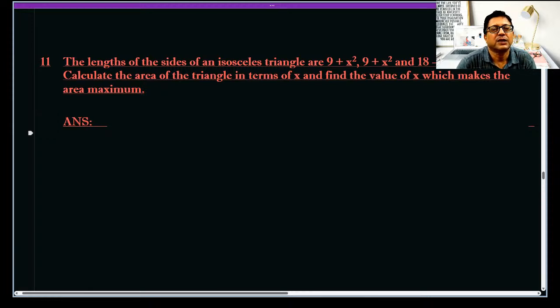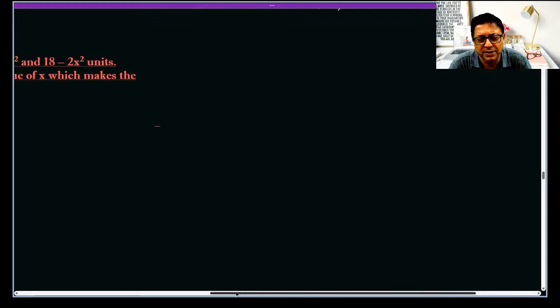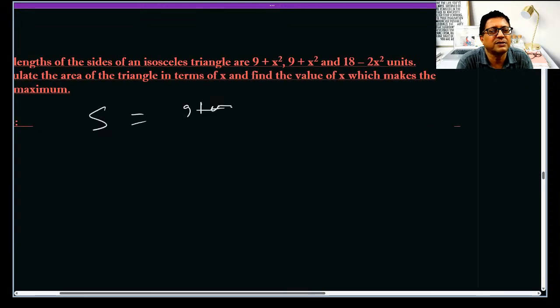The lengths of the sides of an isosceles triangle are given. If you remember the area of an isosceles triangle in terms of A and B, you can apply it, no problem. Otherwise, go by Heron's formula, under root S, and all those things. S is very easy to find. You can do it.